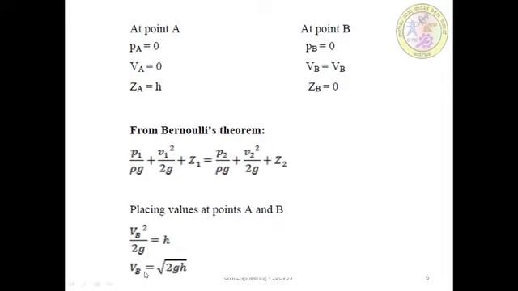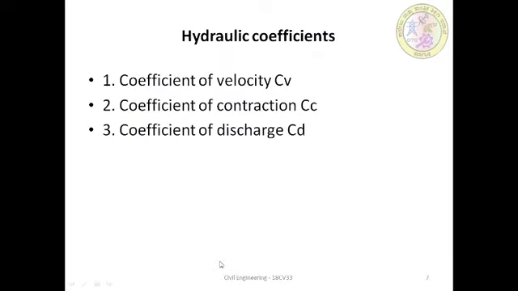Now the velocity at B point is calculated as square root of 2gh. This is very important. This VB is nothing but the theoretical velocity. VB is equal to root of 2gh, which means the velocity at the B point depends on the head you have. So if you take the square root of 2gh, you will definitely get the theoretical velocity from this relation.